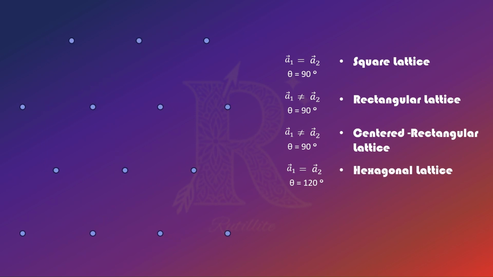Number 5. Oblique lattice. In this final case, a1 is not equal to a2, and the angle is not 90 degrees or 120. It's just some general value. It's the least symmetric of all 5.